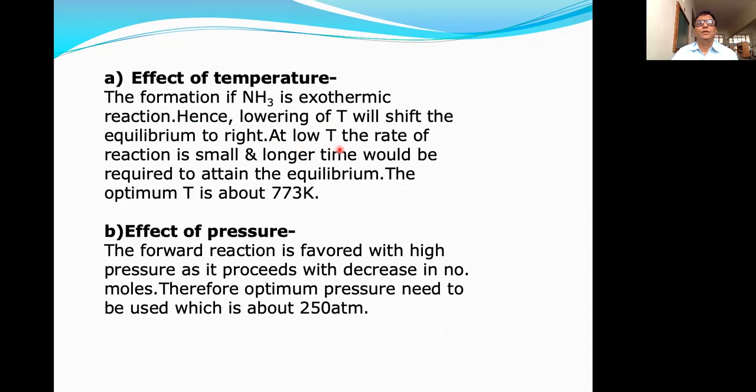At low temperature, the rate of reaction is small and longer time would be required to attain the equilibrium. So the optimum temperature is about 773 Kelvin. Second factor is the effect of pressure. The forward reaction is favored with high pressure as it proceeds with decrease in number of moles. Therefore, an optimum pressure needs to be used, which is about 250 atmosphere.